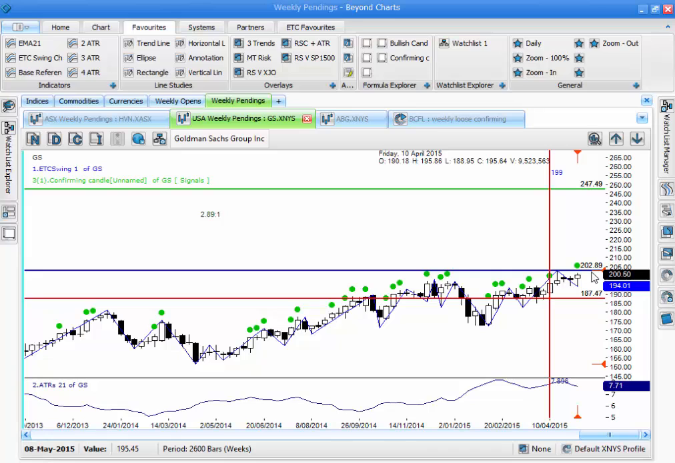an entry level 202.89, initial stop 187.47, and target up towards the 250 level if you're choosing to set a limit there, less 1% plus a pip. So that's going to have an exit level of 247.49, and risk to reward 2.89 reward compared to risk.